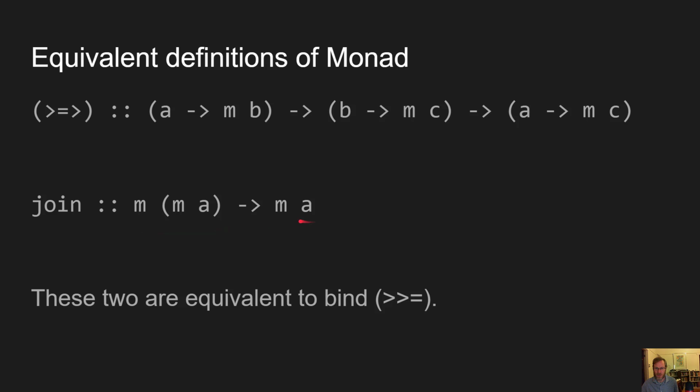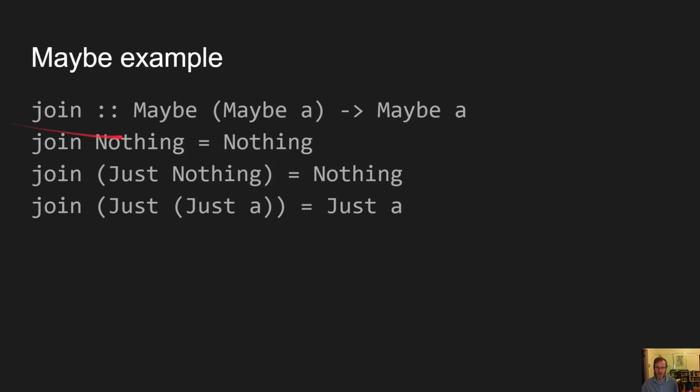It's a little bit like sequence. You can see, however, instead of flipping contexts, it flattens them. So the parameter we pass into join is two nested monad contexts, and it flattens them into a single monad context. And once again, very easy to implement each of these using the regular bind function. An example of flattening with join on a nested Maybe, and you can see it does that as you would expect.